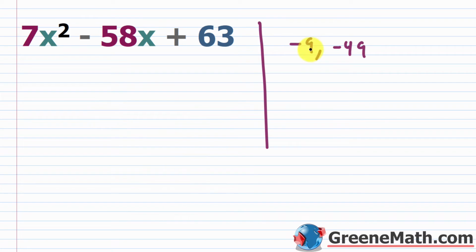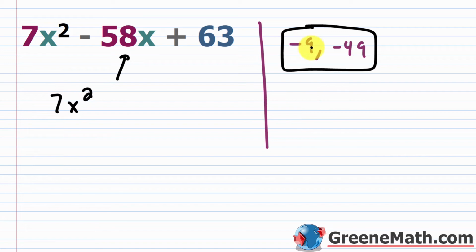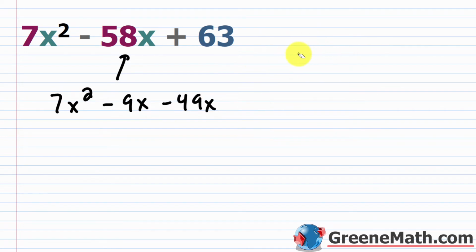What I'm going to do now is use these two integers to rewrite this middle term. This is a bit strange, I think, the first time you see it, but it works out really nicely. So you have 7x squared, and then you can use either one of these. I'm just going to go minus 9x, and then minus 49x, and then plus 63. Now, did I do anything mathematically illegal? No. Because if I combine like terms here, this negative 9x minus this 49x gives me this negative 58x. We know this is true because we just found two integers, negative 9 and negative 49, that give me this sum of negative 58.